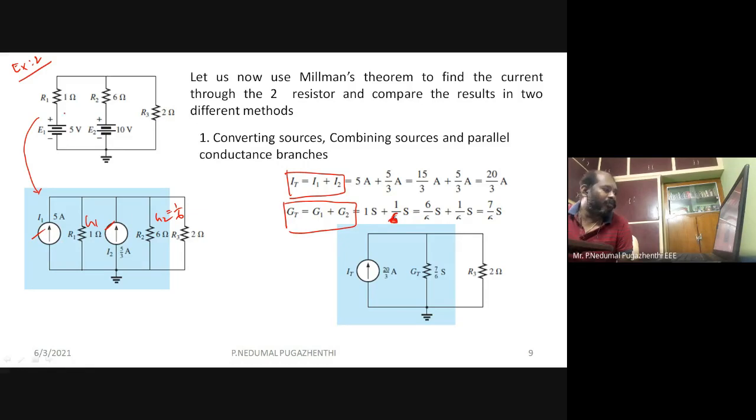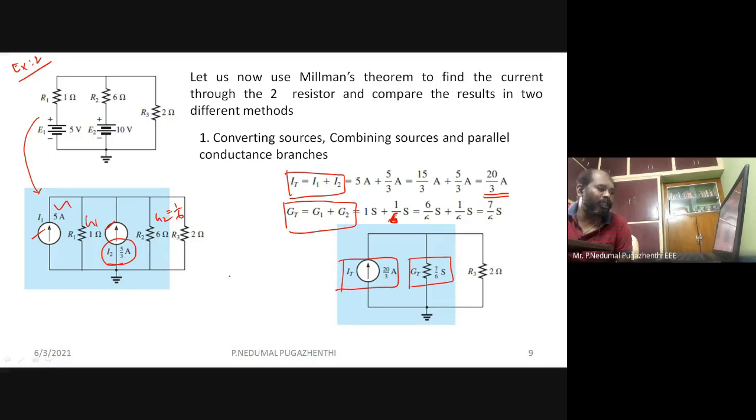So 5/1, this is 5 amperes. 10/6, you will have it like 5/3. Okay, this I2 is 5/3. And you have G1 is 1 ohm and G2 is 1/6. And here 5 plus 5/3. So you add these two, convert this. So you will get 20/3 amperes for total current. And G total is going to be 7/6. 1 plus 1/6 is 7/6. So you have your G total. You have your I total.